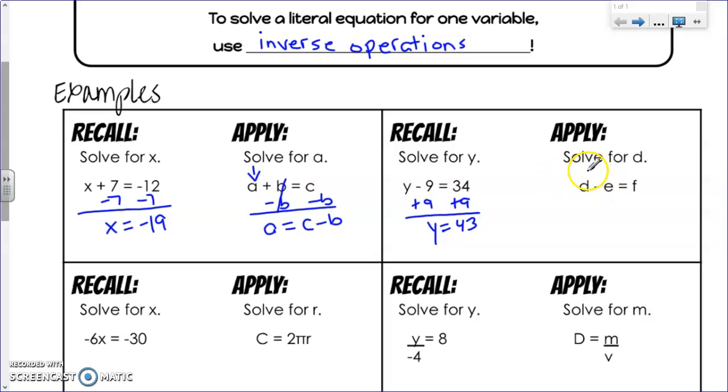If I'm solving for d, you always want to look for the one you're solving for, then I need to get this e to move. Since it's minus e, what's the opposite? Add e to both sides, but those aren't like terms. So I get d equals e plus f, or f plus e. You can do it either direction because you can add 2 plus 3 or 3 plus 2.